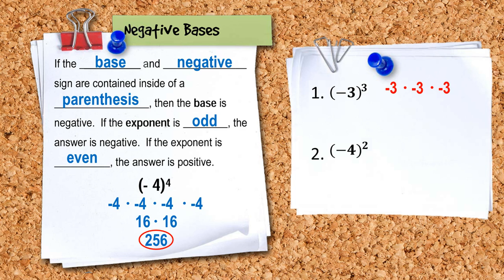Negative 3 times negative 3. If I multiply those first two together, I get positive 9. Two negatives make a positive when I multiply them together. 9 times negative 3 is going to give me negative 27, which fits my prediction of a negative answer. On your own, try number 2.